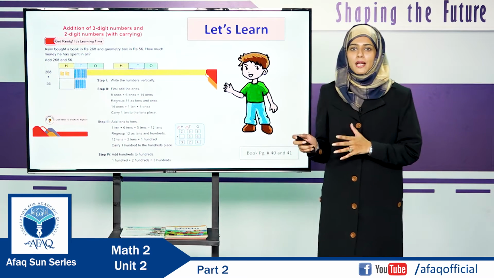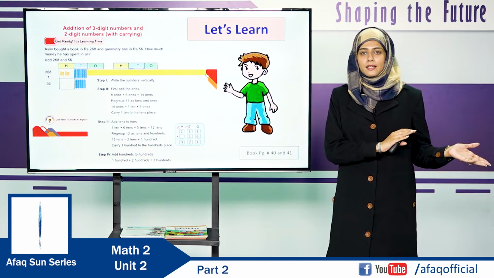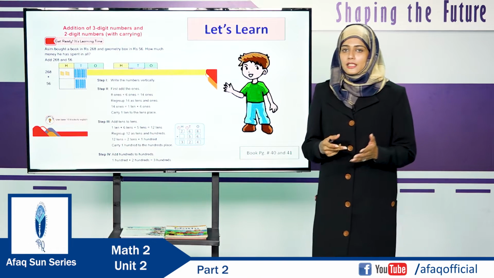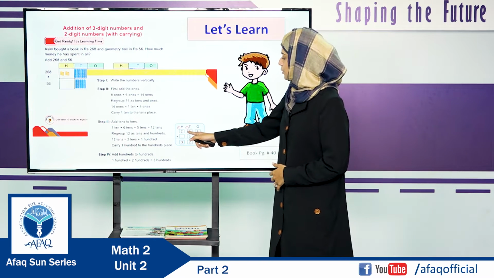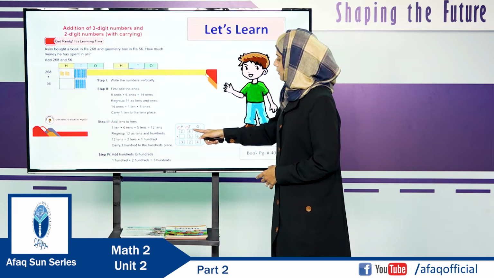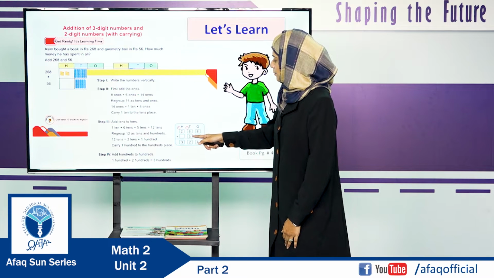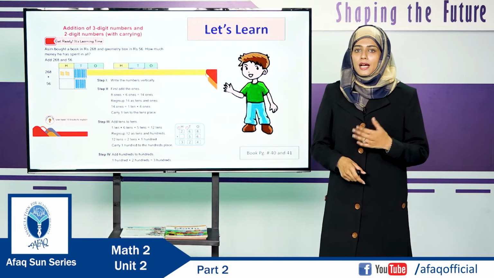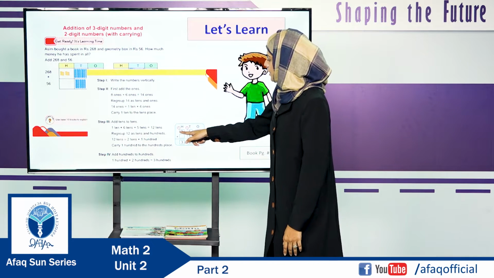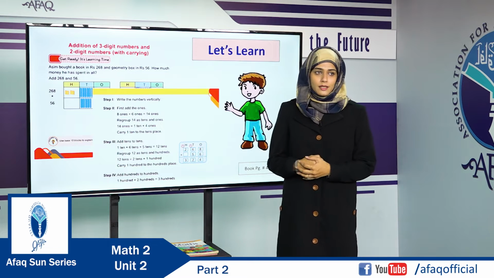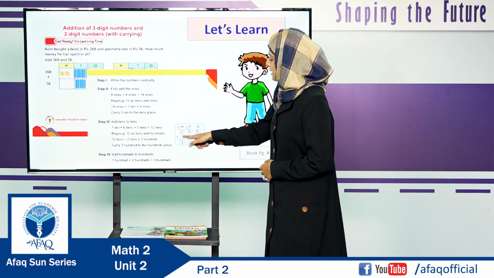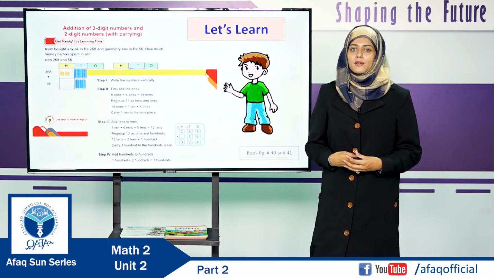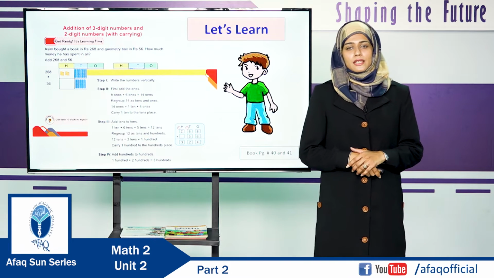So again the rules apply. We have to start from the right side. Add ones in the ones. 8 plus 6. The answer is 14. Now give carry to the tens place. Now we are going to add the tens digits. 6 plus 1 plus 5. The answer is 12. Again give carry to the hundred place. Now add the hundred place numbers. 2 plus 1 plus 0 is equal to 3. The answer is 324. I hope you understood this addition sum.